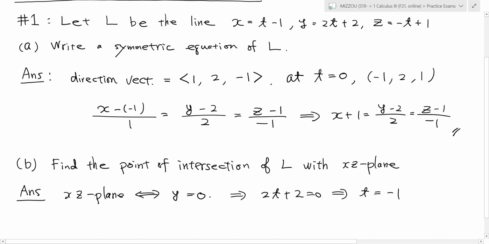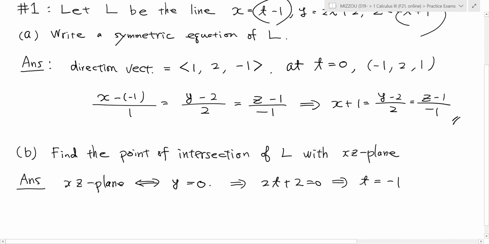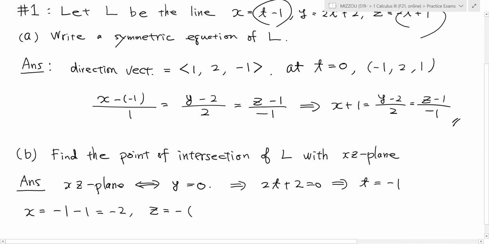All right, so now at t equal to -1, the x value and the z value are computed this way. So x is -1 plus -1, that's -2, and the z value is negative t plus 1, so 1 plus 1, and that's 2. So therefore, the answer is x is -2, y is 0, that's how we have chosen t, and z is 2. So that's the answer.